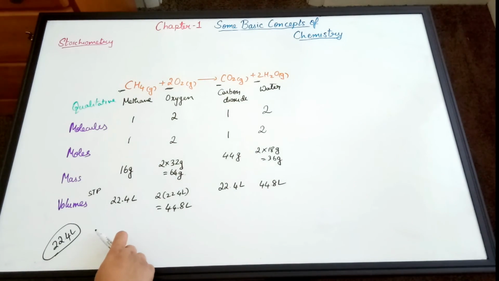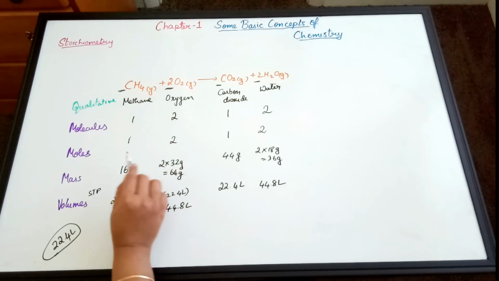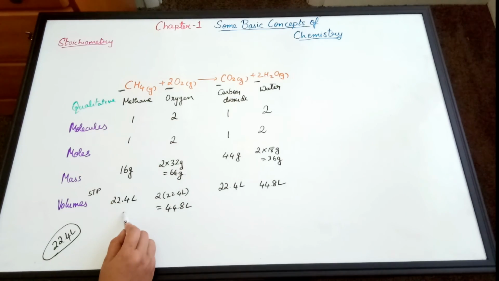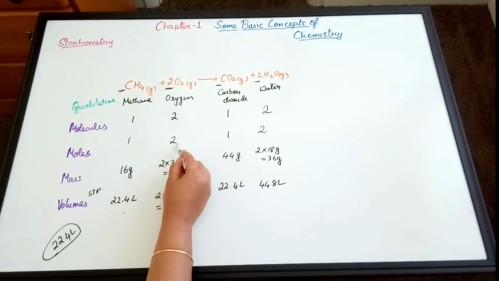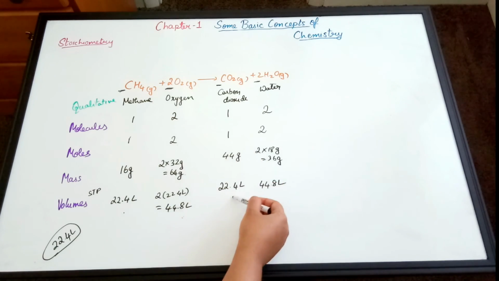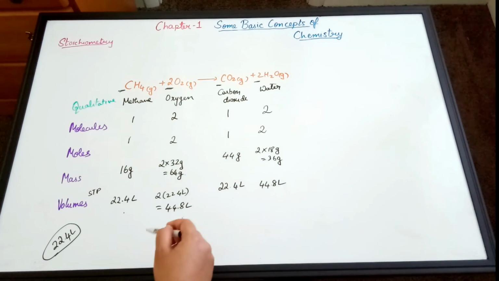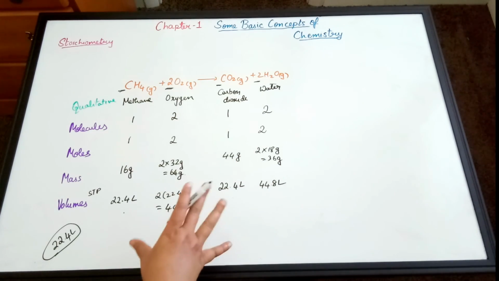The volumes, on the other hand, as we know, at standard temperature and pressure, based on the mole concept, 1 mole of any gas equals 22.4 liters at STP. So the number of moles of methane is 1, so it has 22.4 liters. Moles of oxygen are 2, so it has 44.8 liters. Carbon dioxide is 1, again 22.4, and water is 2, 44.8. With that, we finish the basic idea behind stoichiometry.